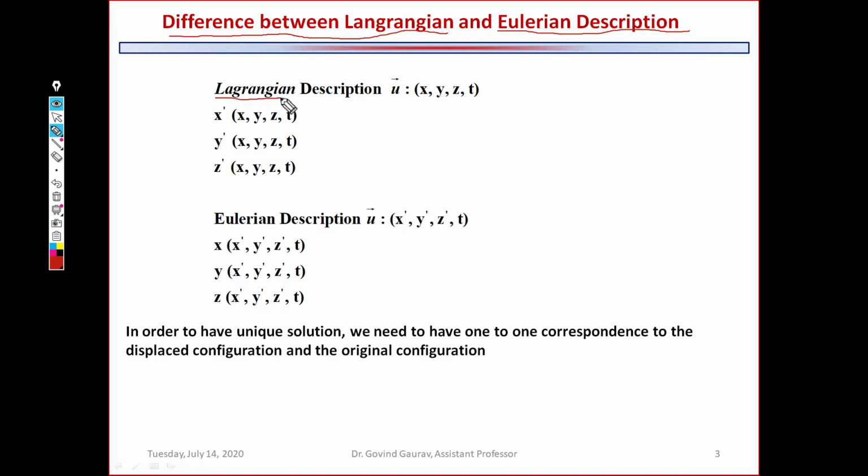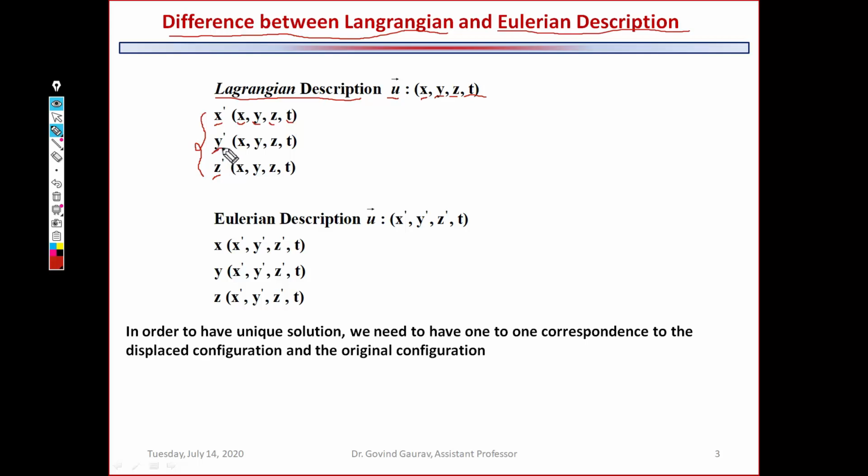In the Lagrangian descriptions, the displacement field or the displacement vector is in terms of the initial coordinate system, which is the undeformed configuration. So the undeformed configuration will be in the form of x, y, z and t. The coordinates of the deformed configuration, x dash, y dash and z dash, will be related to the initial configuration, which is the undeformed configuration. So the initial configuration will be in the form of x, y, z and t.